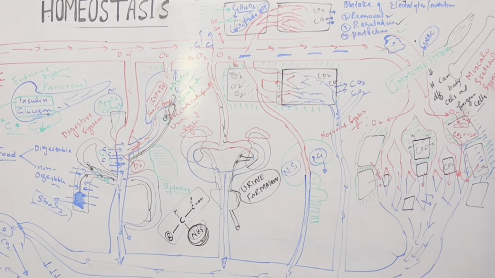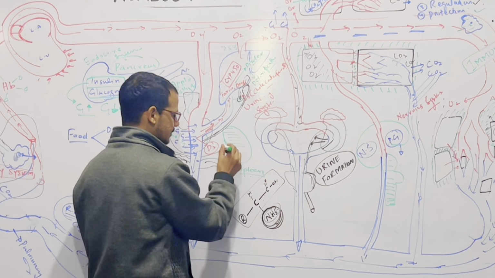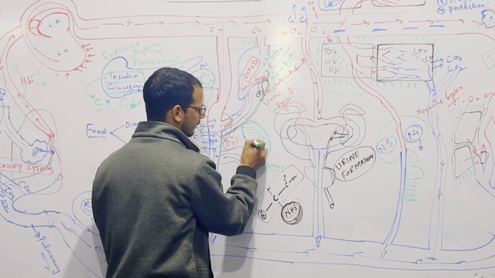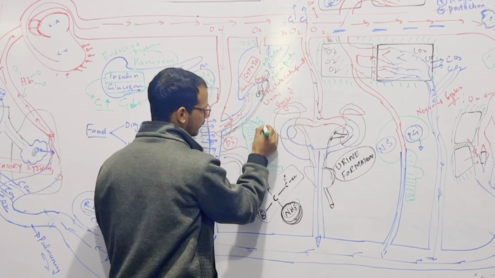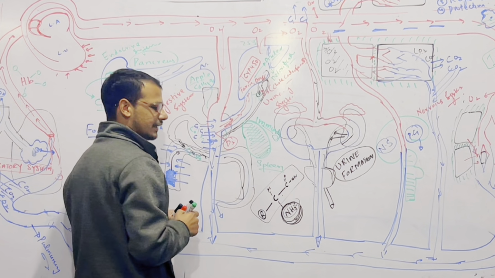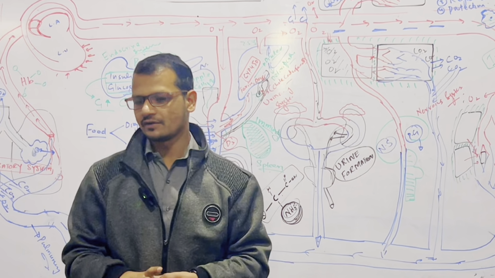We have another system which is called the lymphatic system, and the lymphatic system is a one way system. The spleen is part of the lymphatic system, and it has a role in immunity and protection. Another system which is very, very important also has a role in protection.